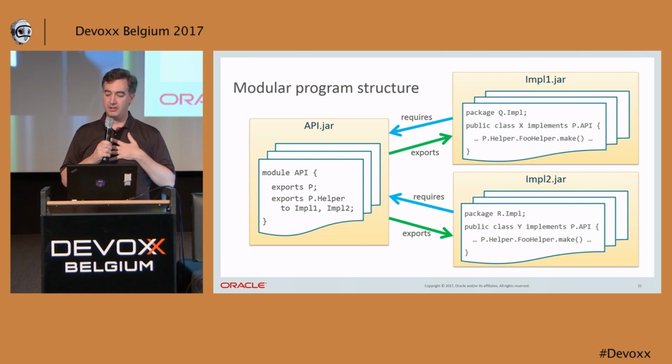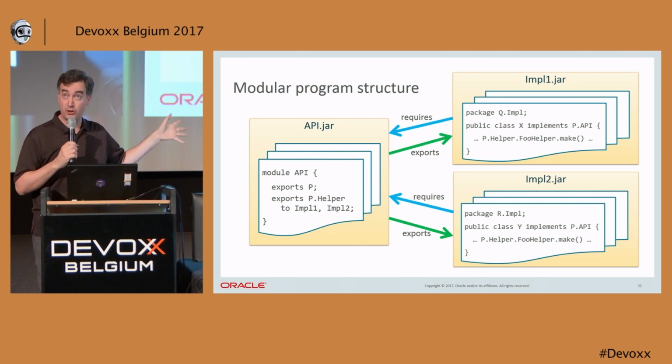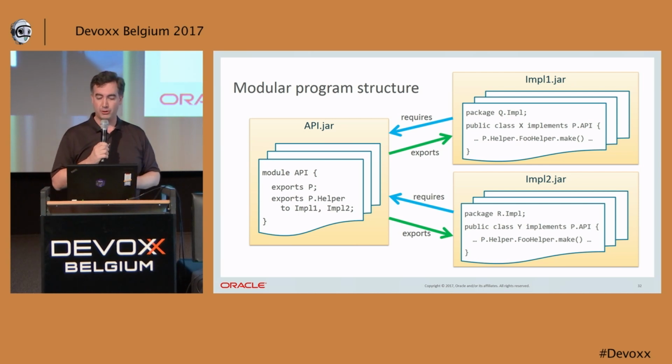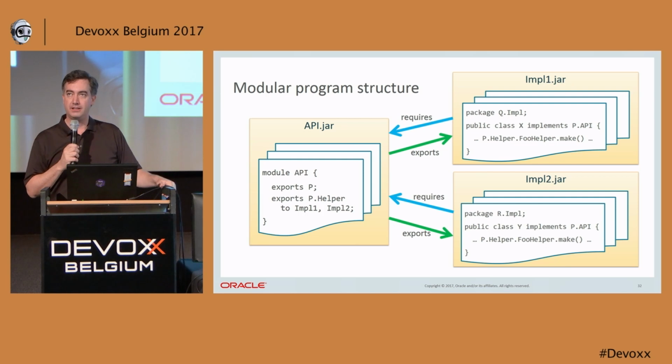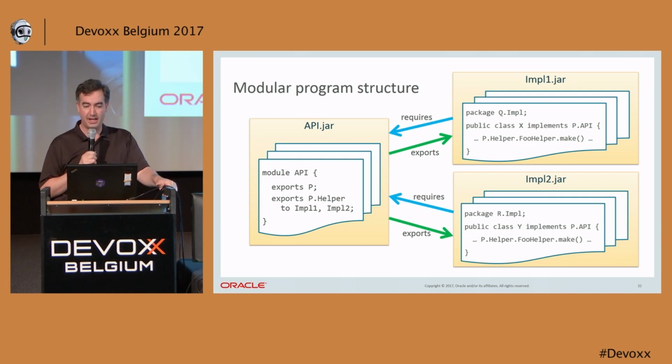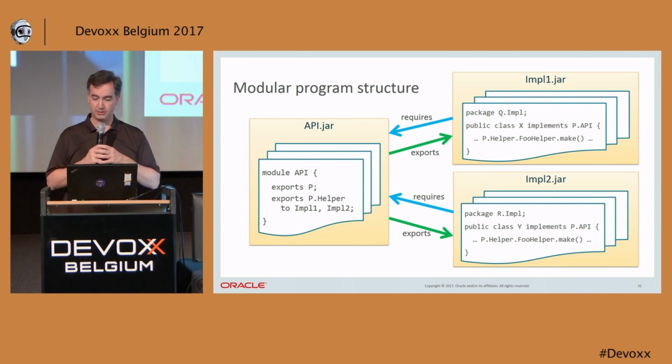So here's the same application developed as modules. Let's turn api.jar into a modular jar file by adding a module declaration. The module called API exports the package p with the API interface to everyone, and it exports the helper package, p.helper, to its friend modules, impl1 and impl2. Now that second exports directive is called a qualified export.